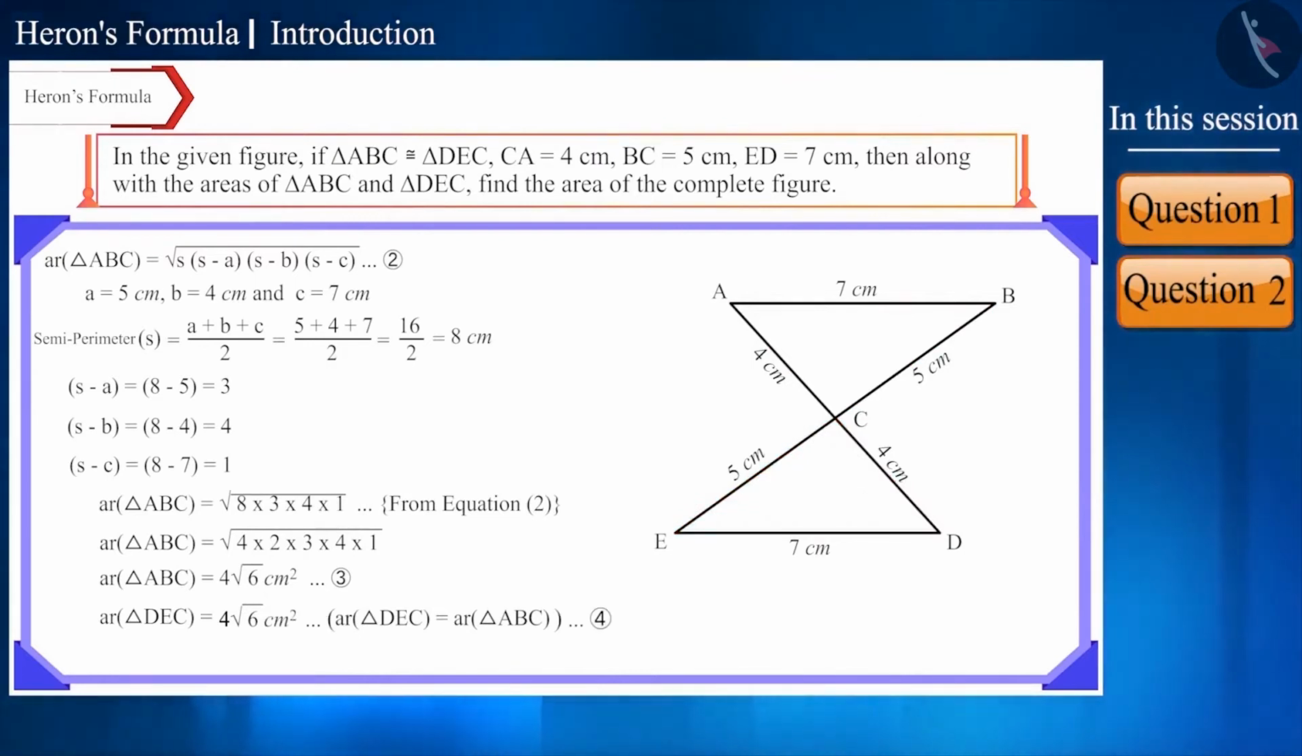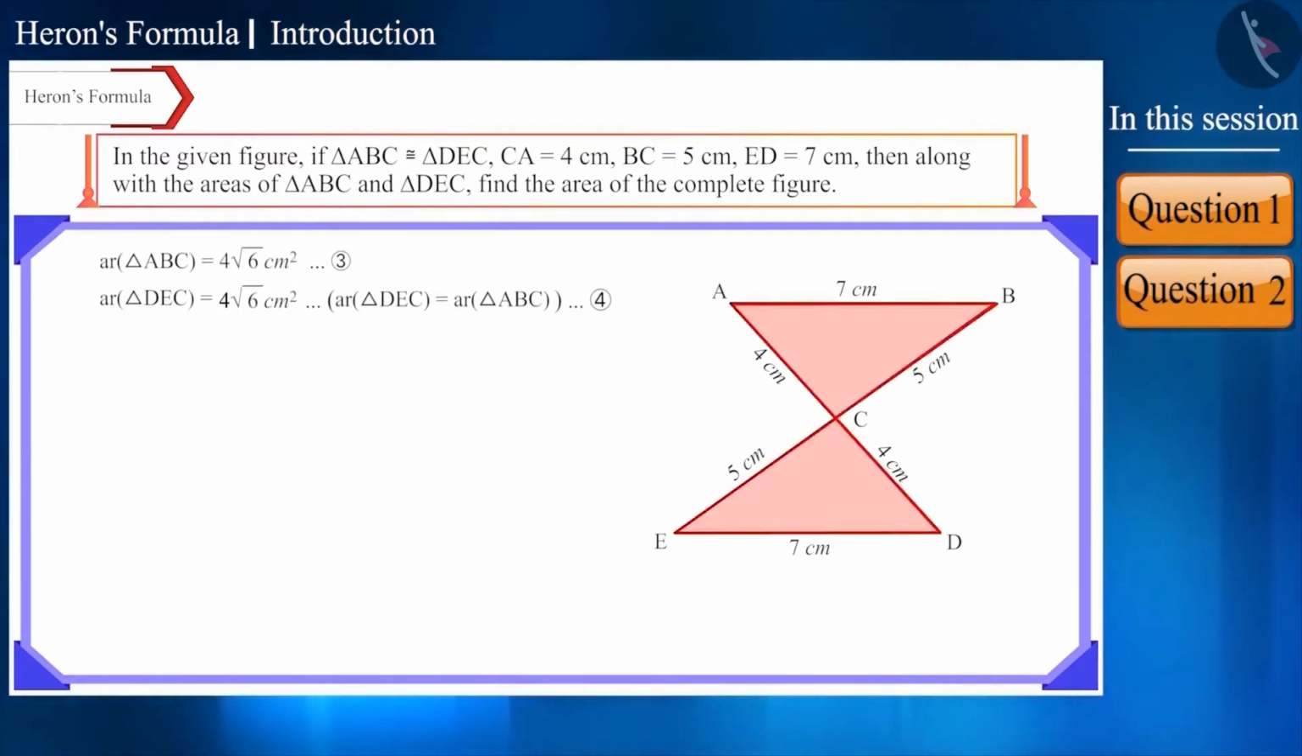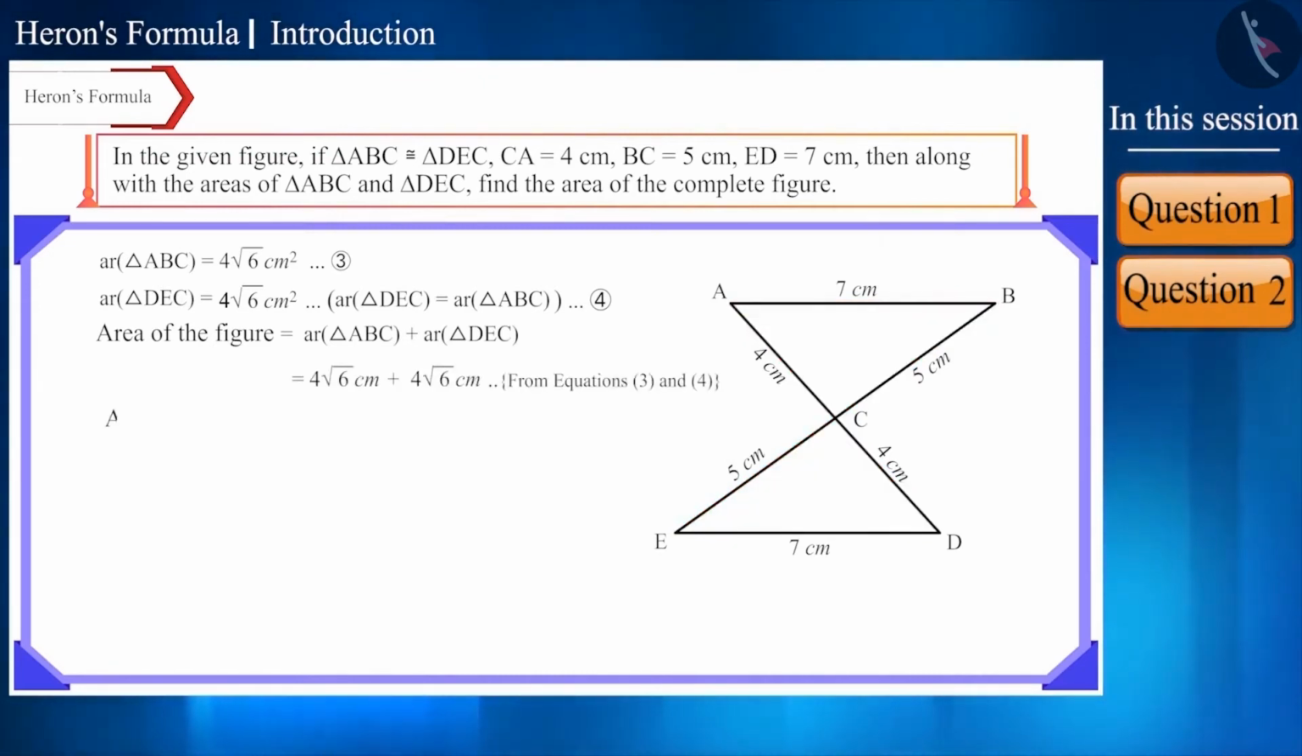Does the answer to this question end here? No. We have to find the area of the complete figure, which will be equal to the sum of the areas of triangle ABC and triangle DEC. So the area of this figure will be 8 root 6 square centimeters.